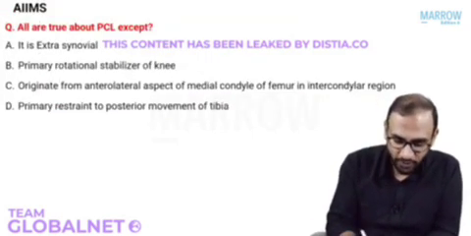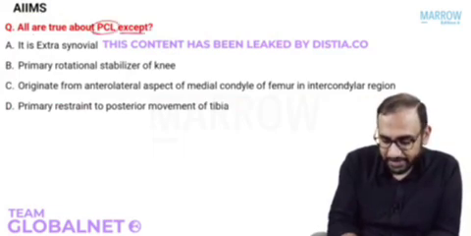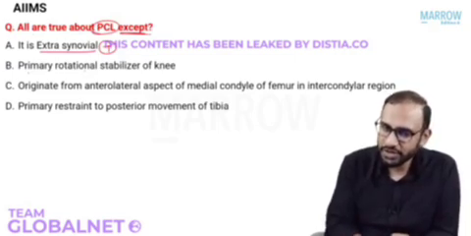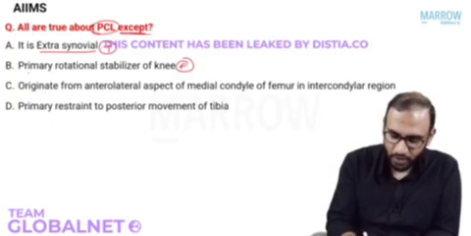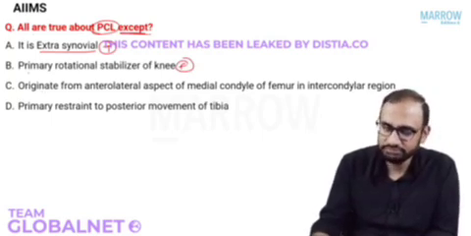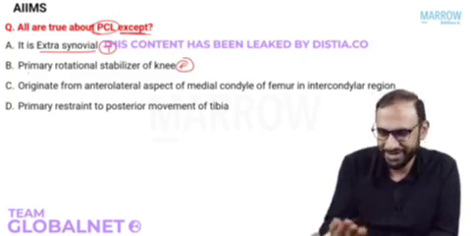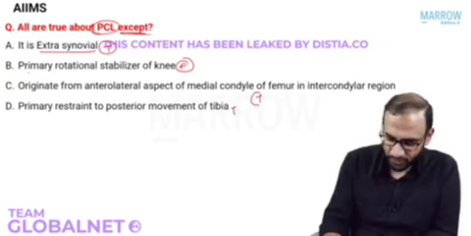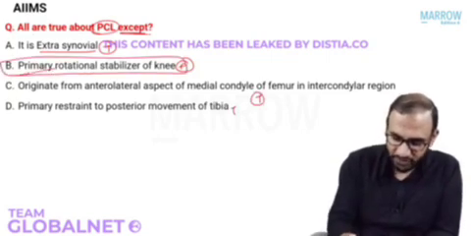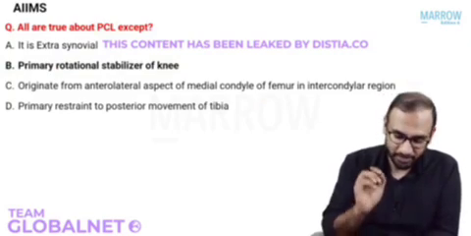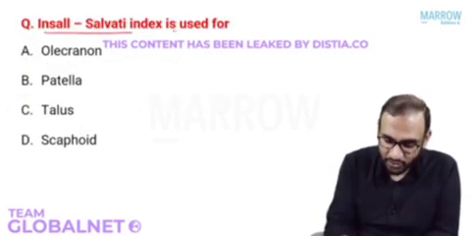Okay. Now AIIMS question. All are true about PCL except. It is extrasynovial. Yes, true. Primary rotational stabilizer of the knee. No. Primary rotational stabilizer of the knee is menisci. So this is false. Originates from the anterolateral aspect of the medial condyle of the femur in the intercondylar region. Yes, basically it's the lateral part of the medial condyle. Primary restraint to posterior movement of tibia. Yes, true. So what is the answer? Primary rotational stabilizer of the knee. It is basically a sagittal plane stabilizer. Rotational stabilizer is meniscus.